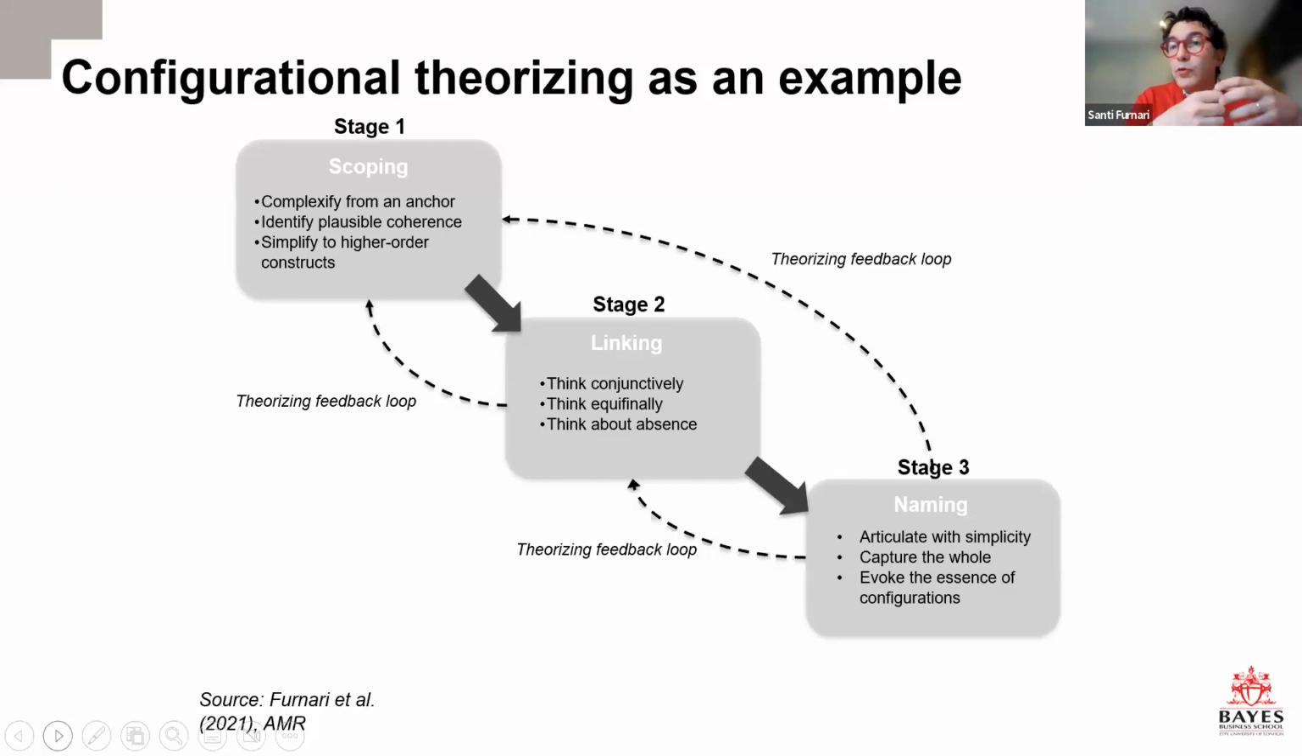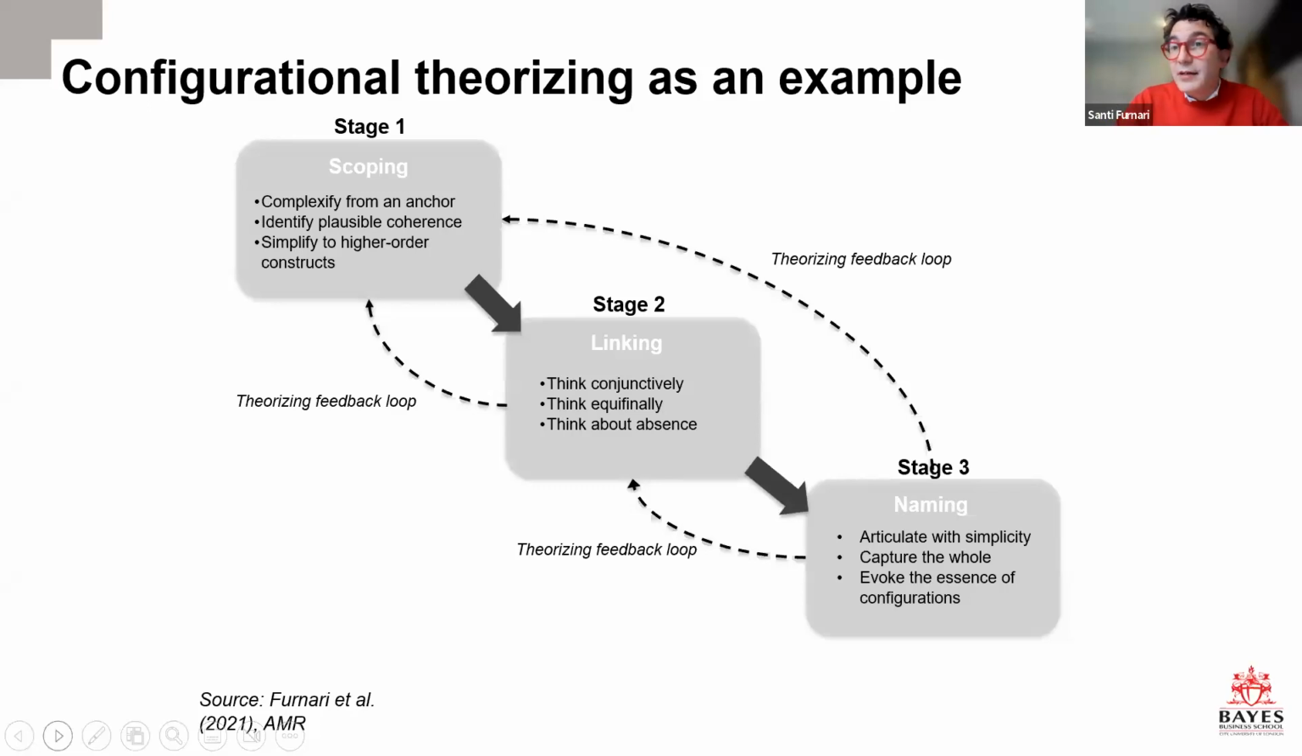So for example, you want to explain the reduction of CO2 emissions. What are the explanatory attributes that can explain why some organizations reduce CO2 emissions versus others don't? So if reduction of CO2 emissions is your outcome, how can you identify those explanatory attributes?